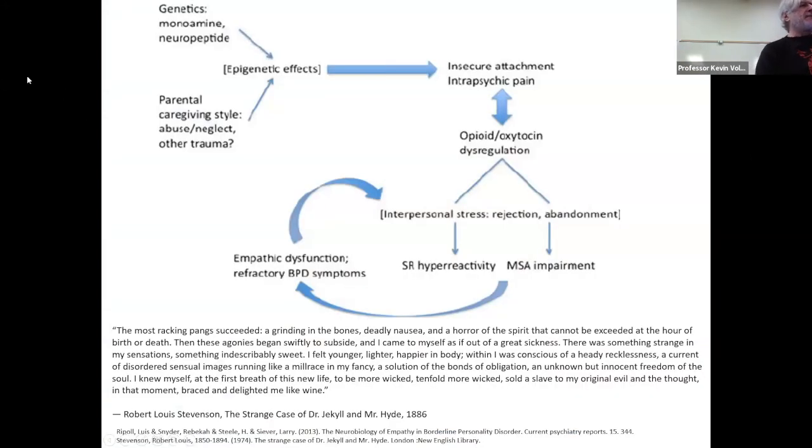All right. This is a diagram basically showing what I just said. You have genetics, and also you have these monoamine neuropeptides like stress hormones, cortisol, and other things, and these affect your epigenetics. Remember I talked about epigenetics? This is the programming. Genetics are the hardware and the epigenetics is the operating system that runs on the hardware. The epigenetics can be affected by genetic things and also by environment, parental caregiving style, abuse, neglect, and other trauma, by turning various genes on and off, allowing those things to be expressed or inhibiting their expression.